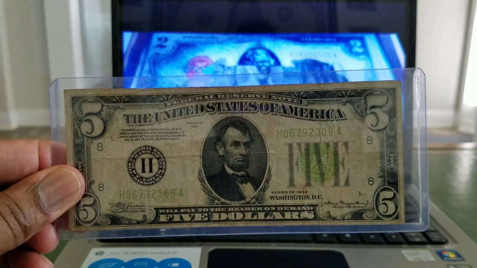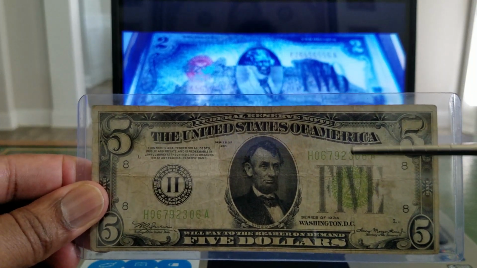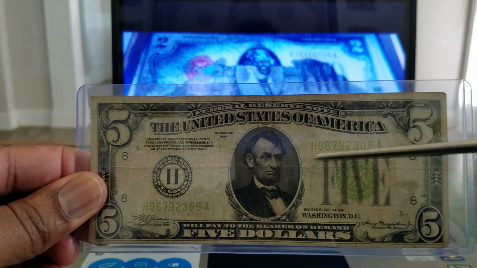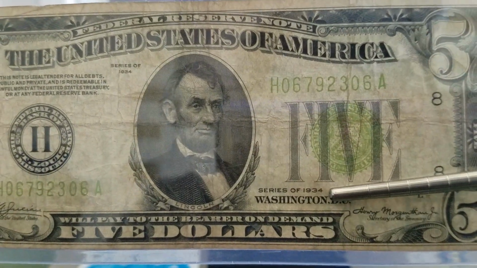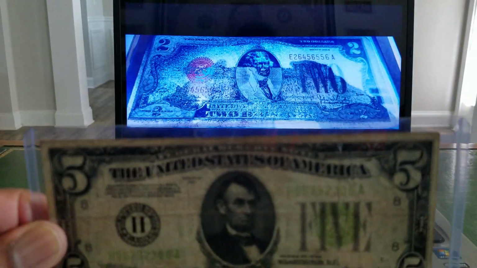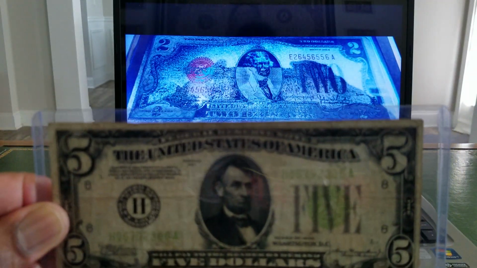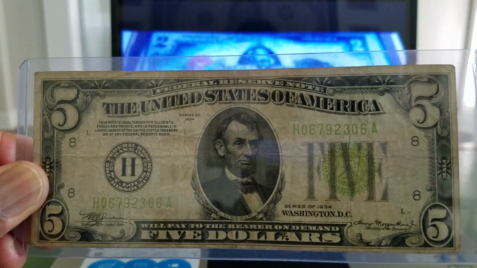And a design is just more than just the overall aesthetics of the note. It's the actual wording on the note that changes it. And those changes lead to the series being changed. In the future, I will have an episode speaking about the different obligations on different types of currency.